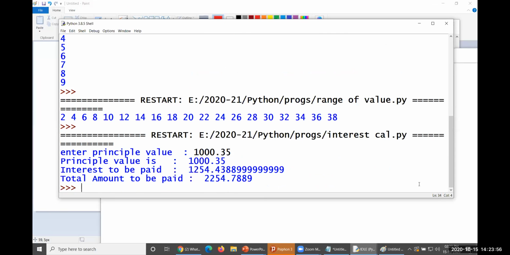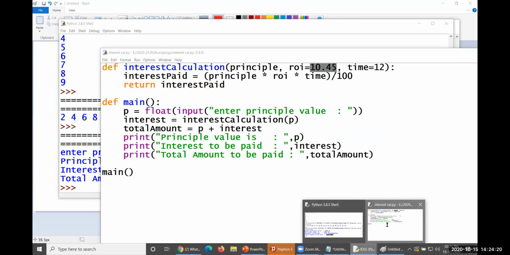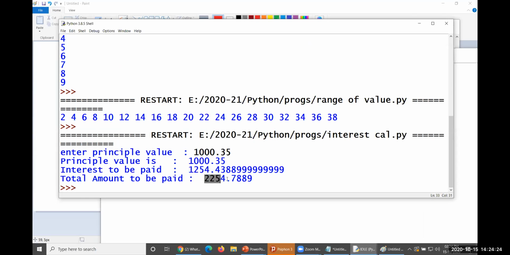Then what is the interest you are supposed to pay? So the interest to be paid will be 1,254 rupees, and finally you are expected to pay 2,254 rupees at the end of 1 year at the 10.45 rate. At 10.448, this is the amount you are supposed to pay here.